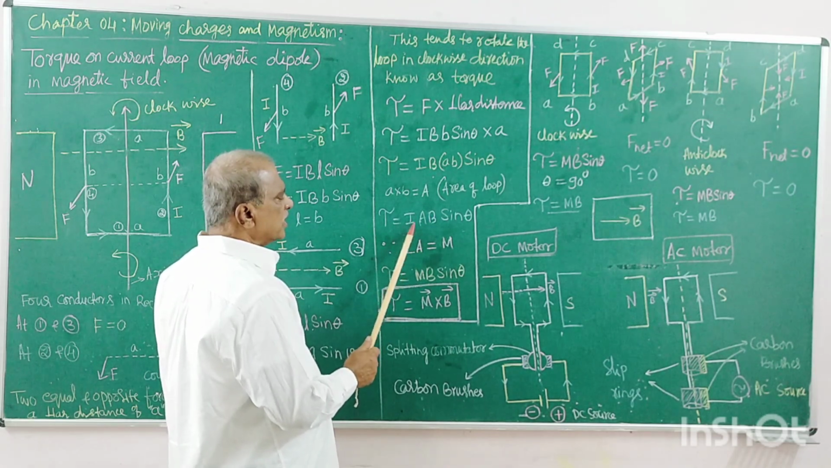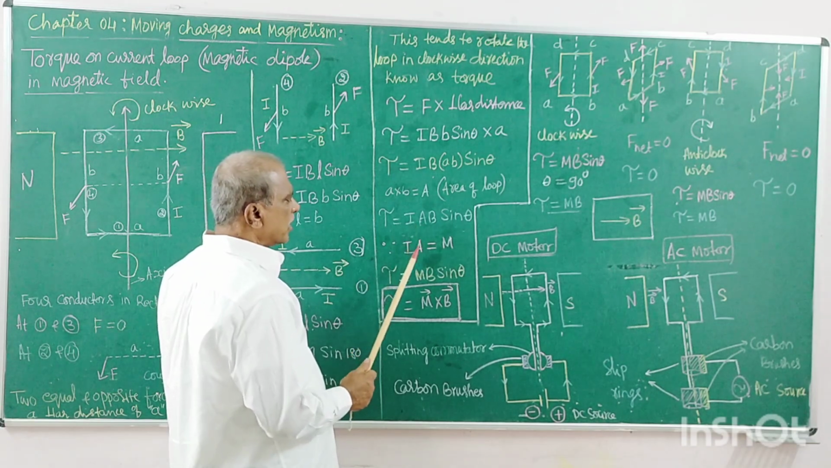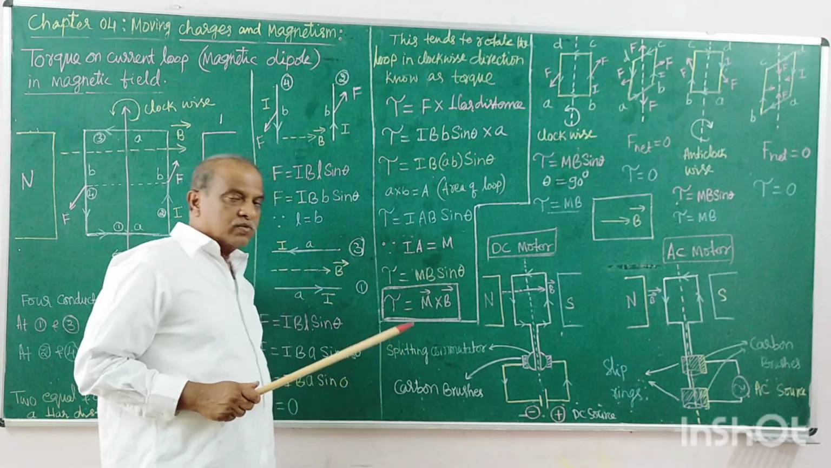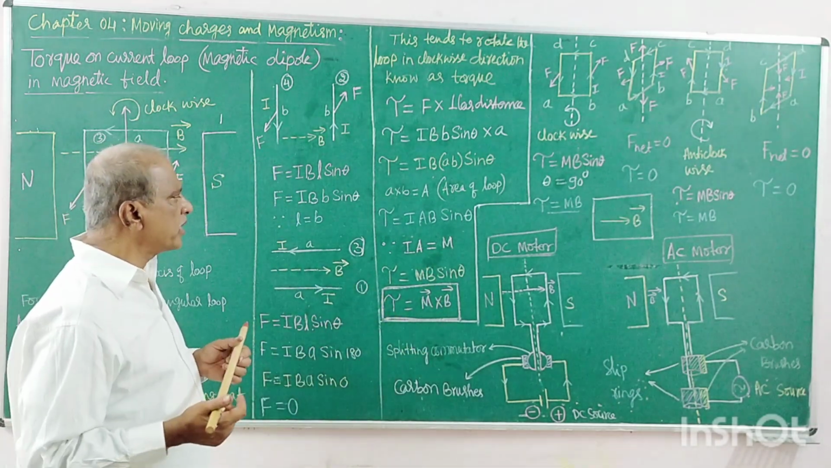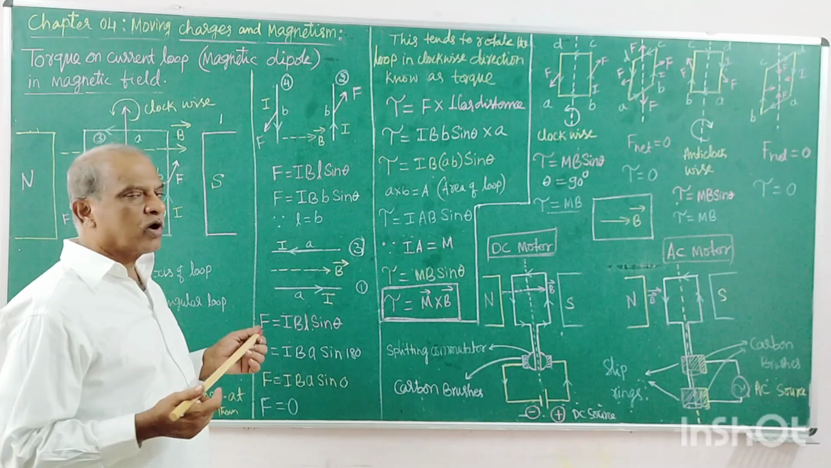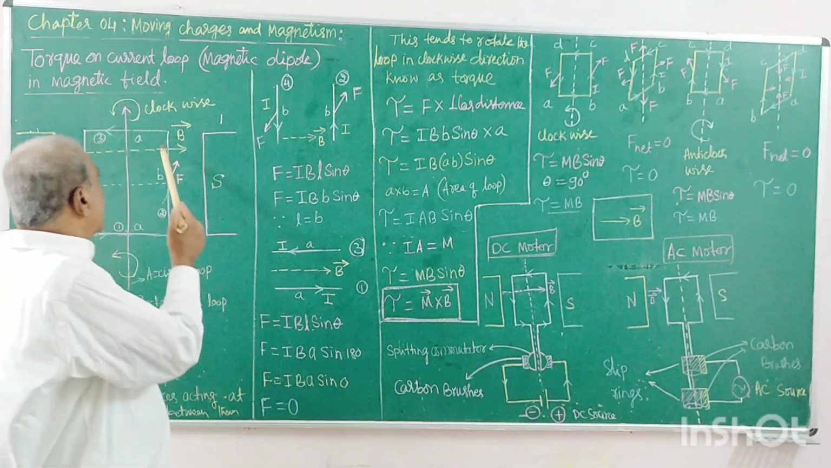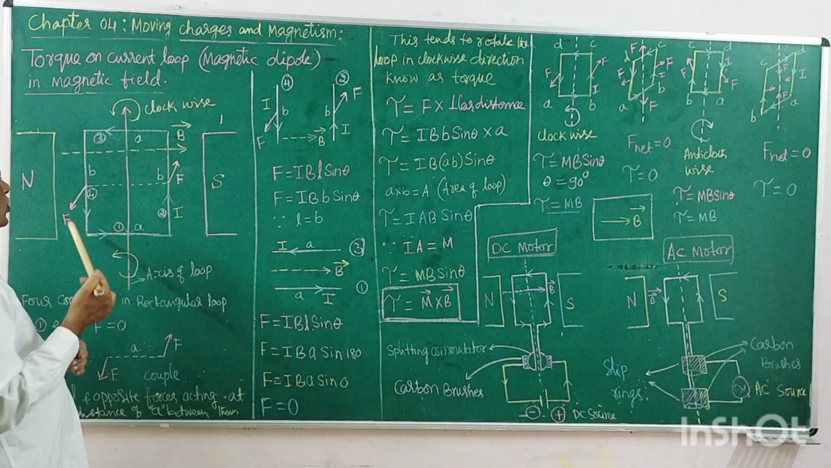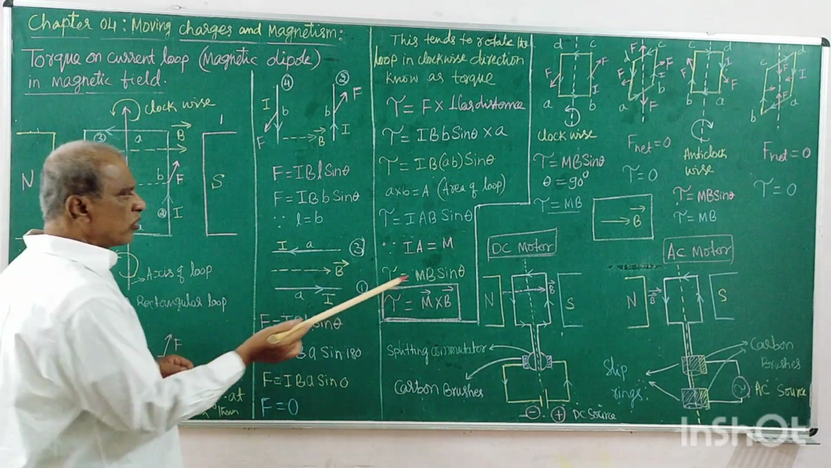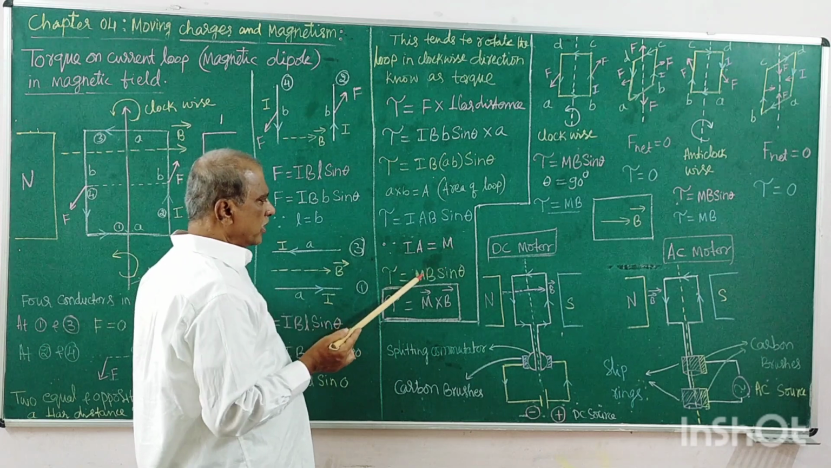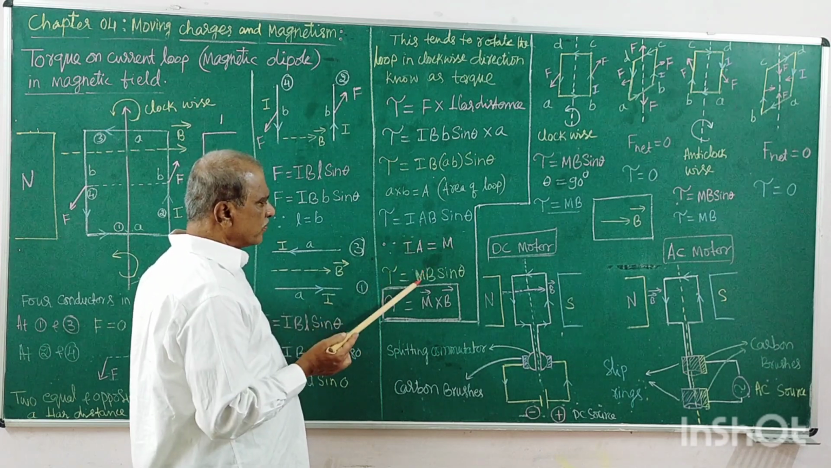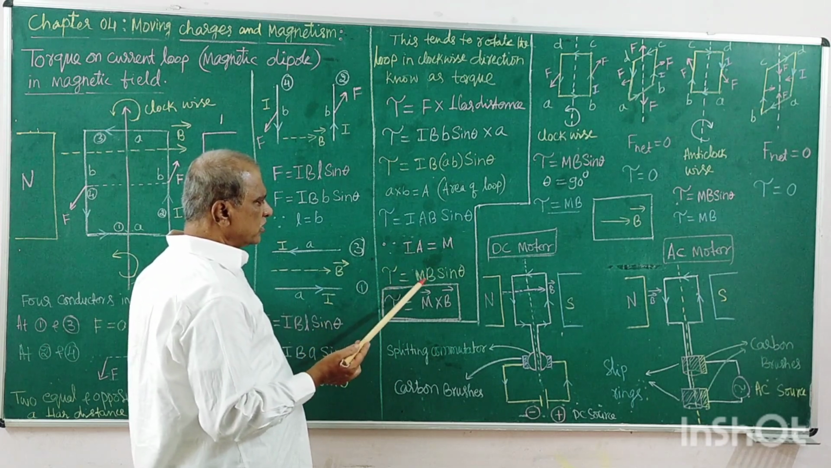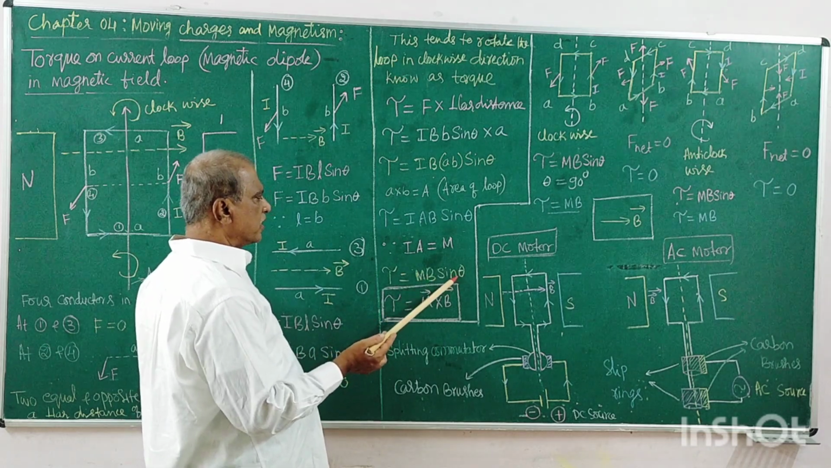Now what is I A? Recall this mathematical definition: current strength into area of the loop is M. What is M? M is the dipole moment. Dipole moment of what? Magnet. Magnetic dipole moment of the loop. So replace I A by M. Torque equals M into B into sin theta.